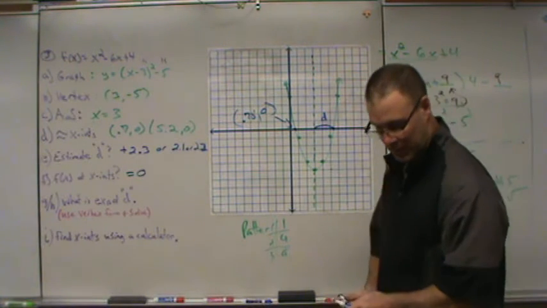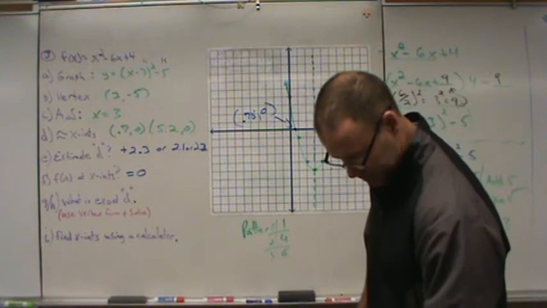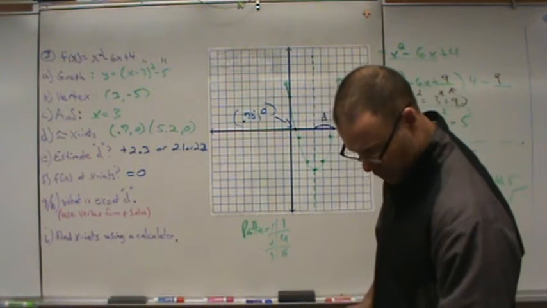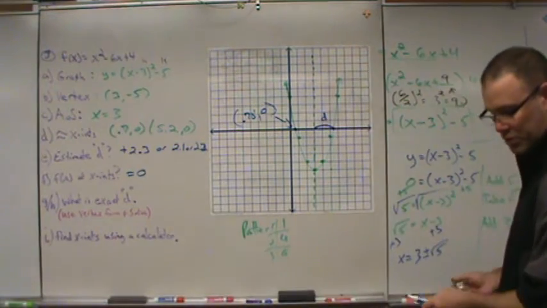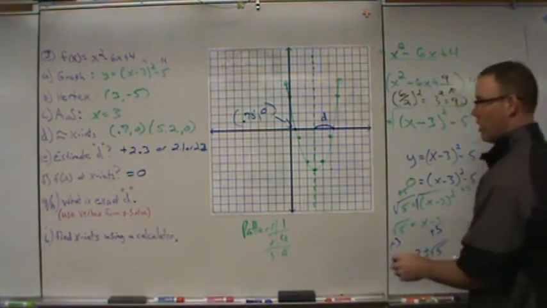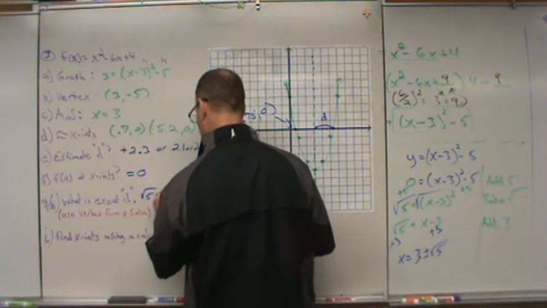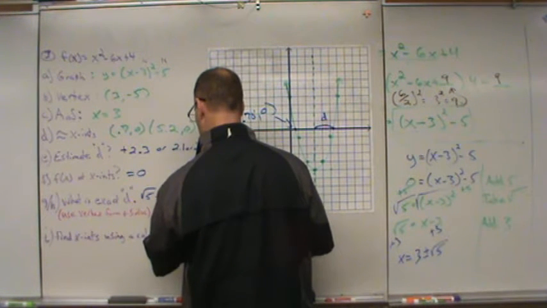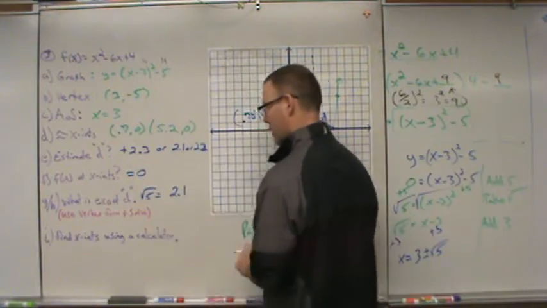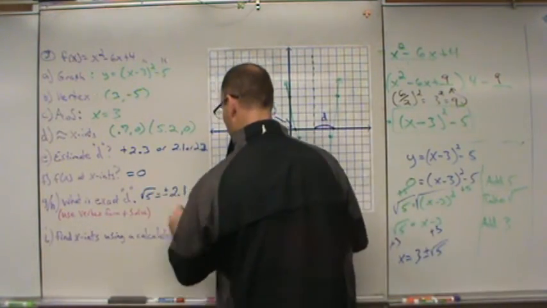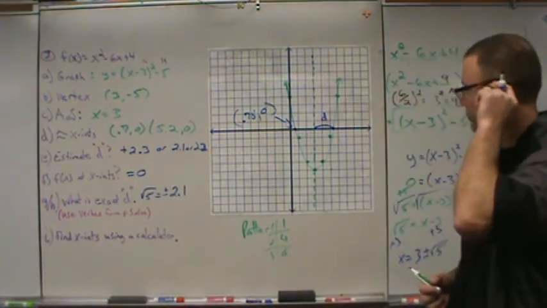So what is plus or minus the square root of 5? Well, the square root of 5 is just a little bit more than 2, because the square root of 4 is 2. So the square root of 5 is actually equal to 2.1. So D is plus or minus 2.1.